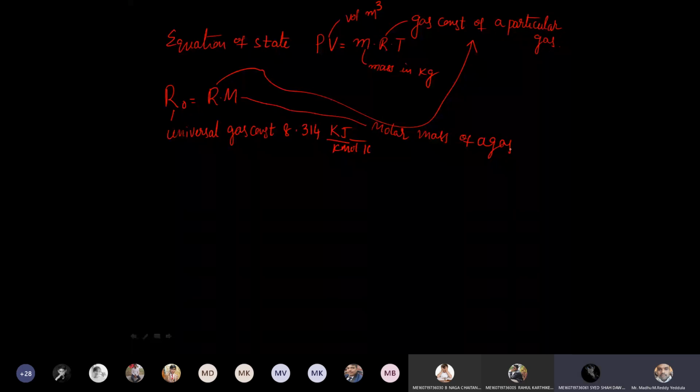R is not the universal gas constant. It is the gas constant of a particular gas. Whichever gas we are using, we need to calculate that particular gas constant using the universal gas constant. How to get the R value? The R value of a particular gas can be calculated by dividing the universal gas constant by the molecular mass. Is it clear? Very, very important relation.